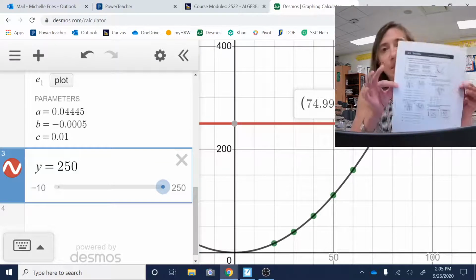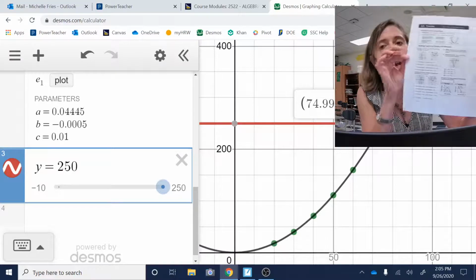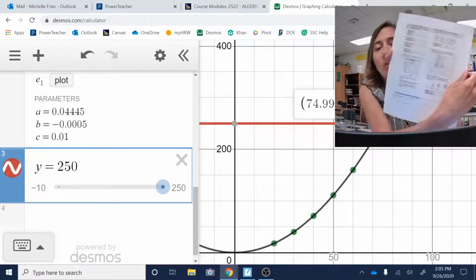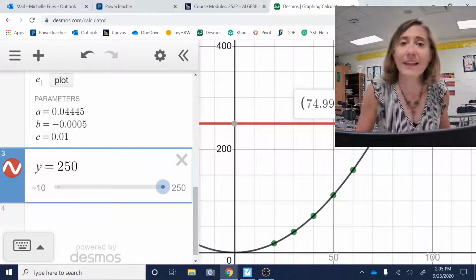You're going to do this page in your packet, and I'll put some problems on Canvas, which problems you're going to do there. So, well, I think that's everything.